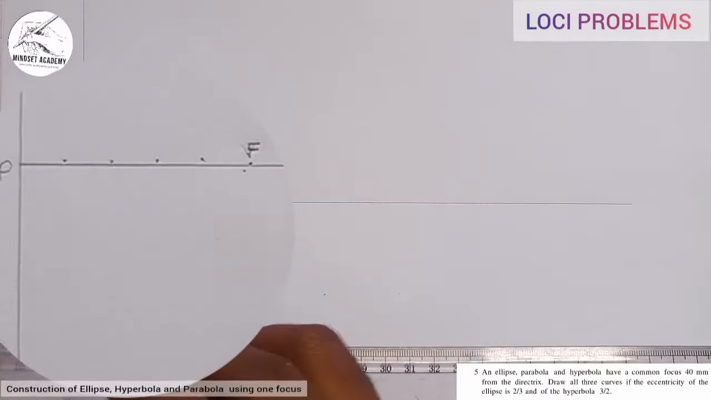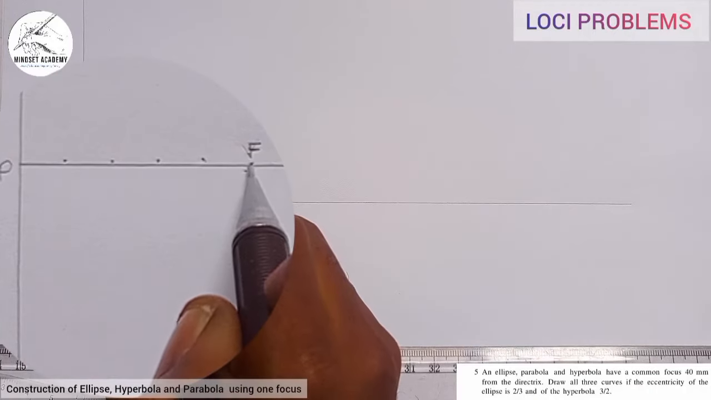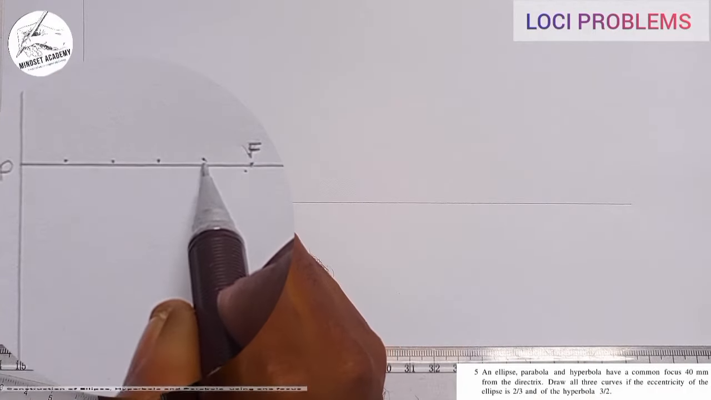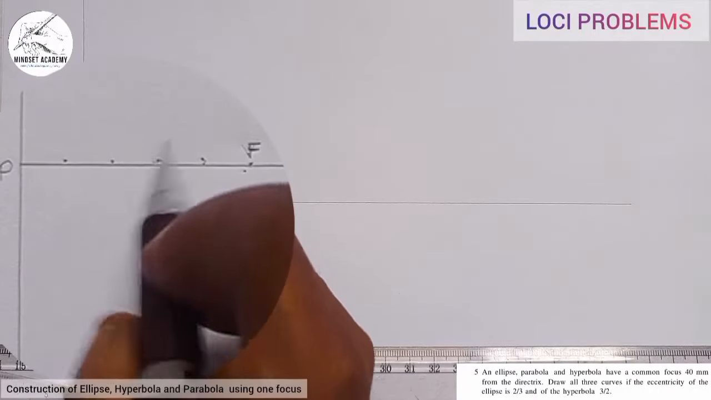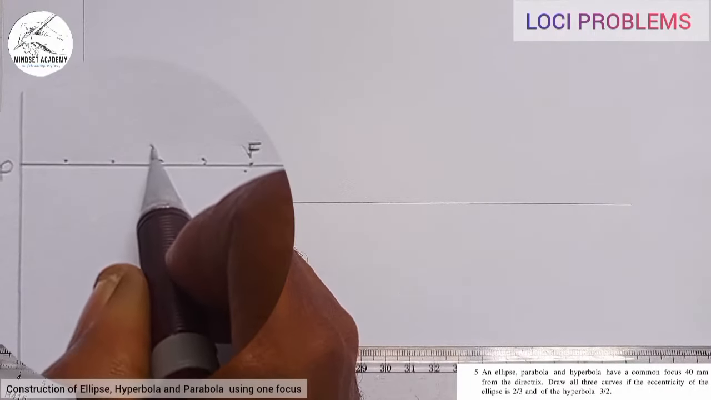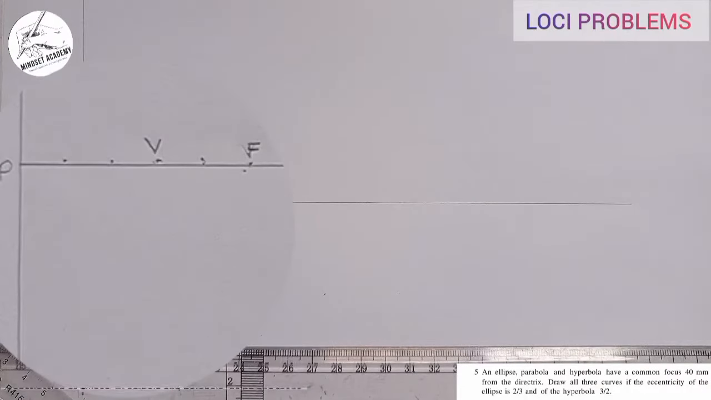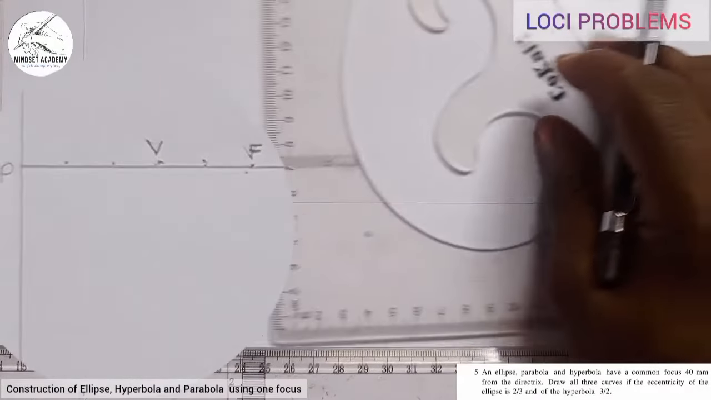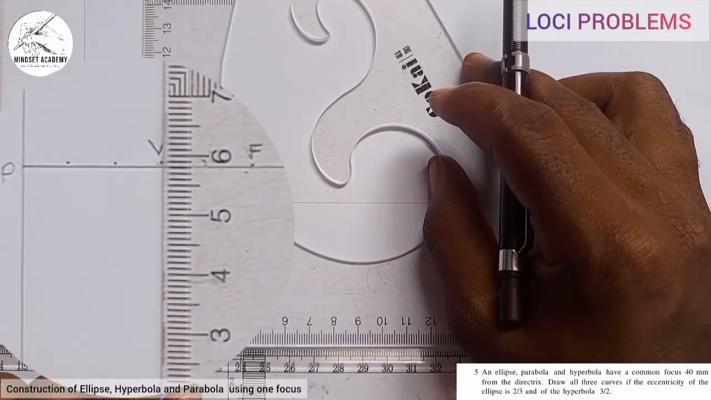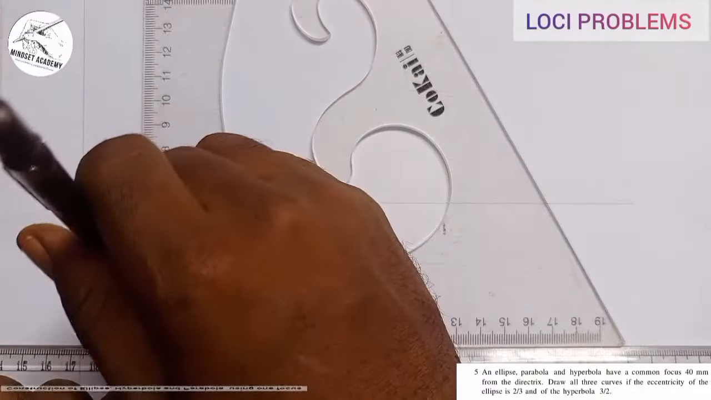Now, I will name them. This will be 0, this will be 1, 2. So I will move to 2 here, and this will now be my vertex. Point 2 will be my vertex, because it is 2 over 3. So on that vertex, I'm going to draw a vertical line this way.